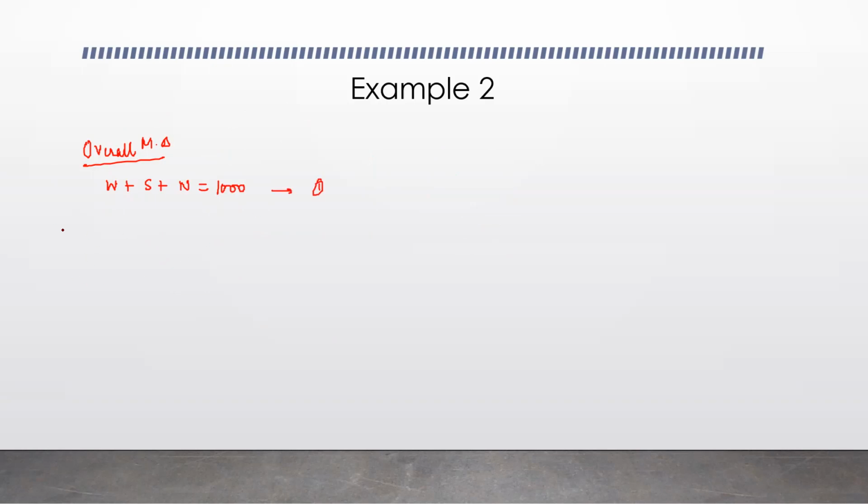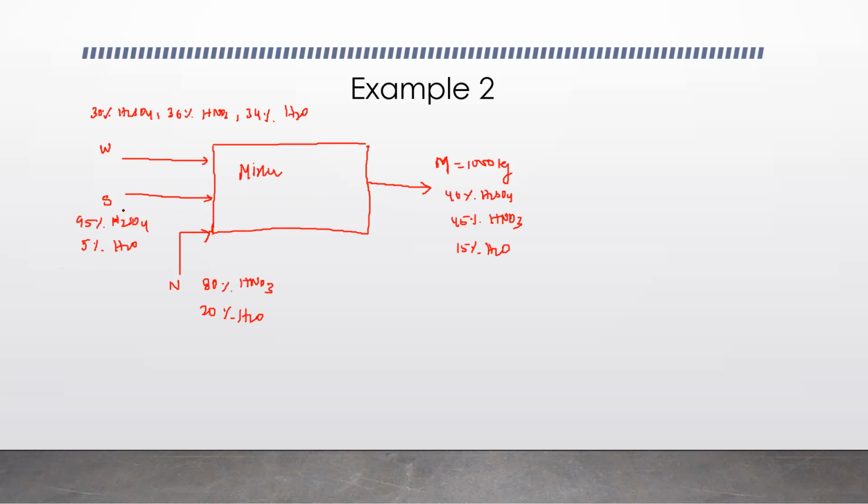Then we come to component balance equations. So there are 3 components and we have 3 unknowns, W, S and N. So that means we already have 1 equation. We need 2 more equations. So we'll do 2 component balances, right? So we are going to balance sulfuric acid. So sulfuric acid is present in this. It is present in this, but it is not present here, right?